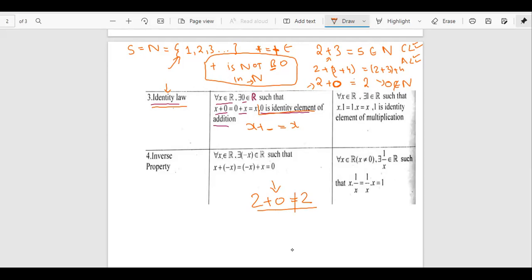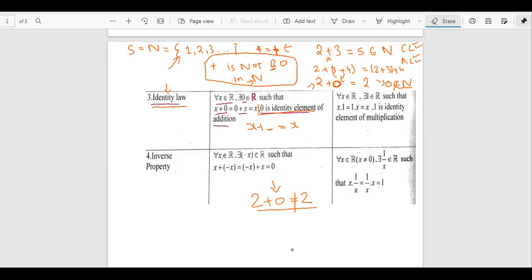I was just trying to tell you that this should have been the case. This is what we need for identity elements. But since 0 does not belong to N, yes, you can say that this is not true, but we don't write it this way. All we say is that this should have been the case. This is what we wanted. But 2 plus 0 is 2. This is true. You cannot say that 2 plus 0 is not true. The thing is that 0 does not belong to N. That is why it is not true.